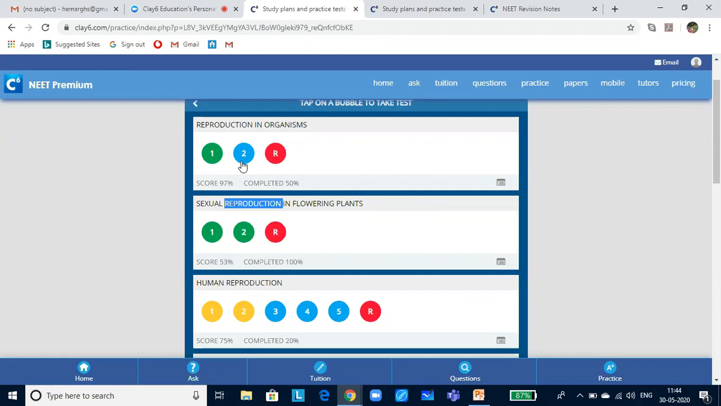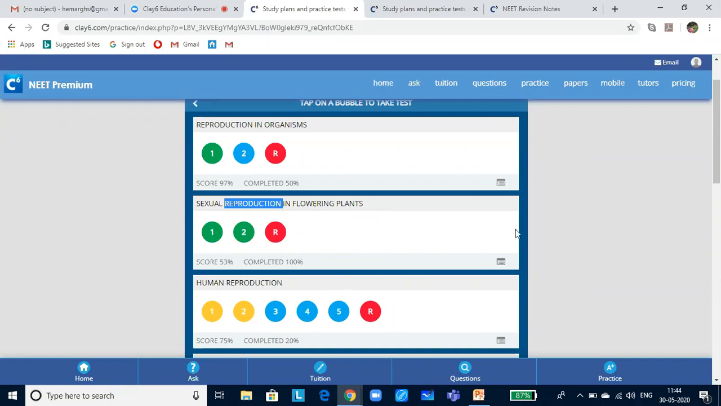A blue bubble indicates that you have not taken the test. A yellow bubble indicates that the test is incomplete. You might have started the test, but after 3 or 4 questions you felt that you were not adequately prepared, and so you left the test. After learning the concepts, you can come back and continue with the test.